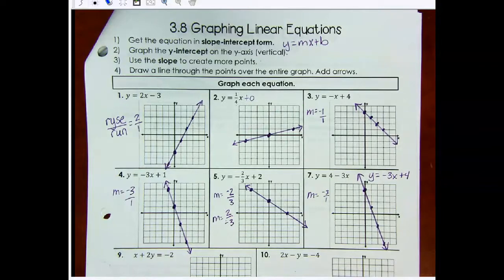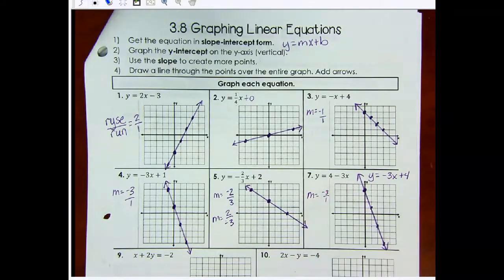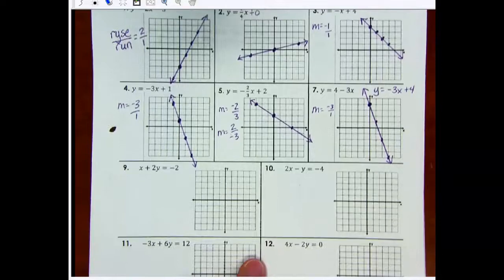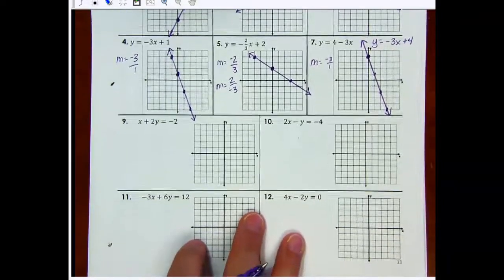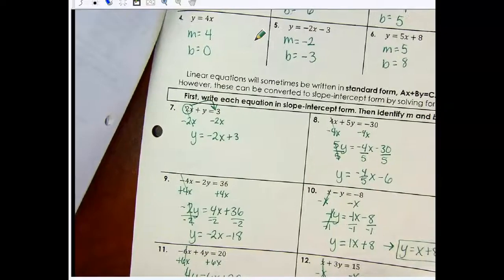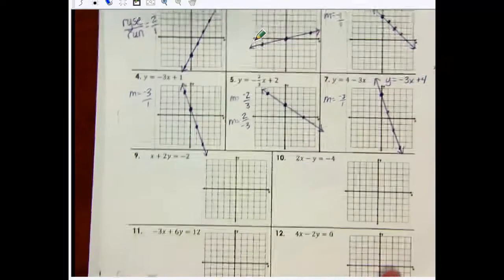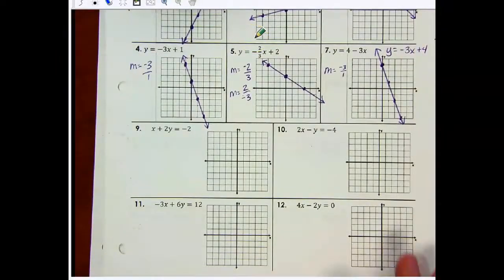All right, so all of those already had y by itself. This one did still require a little bit of rearranging, but still y was by itself. These last 4, y is not by itself, so we have to do some math first. And we did talk about this in Monday's video, right here on this page, where we were rearranging from standard form to slope-intercept form. So that's what we're going to be doing here, and then we're going to graph it.